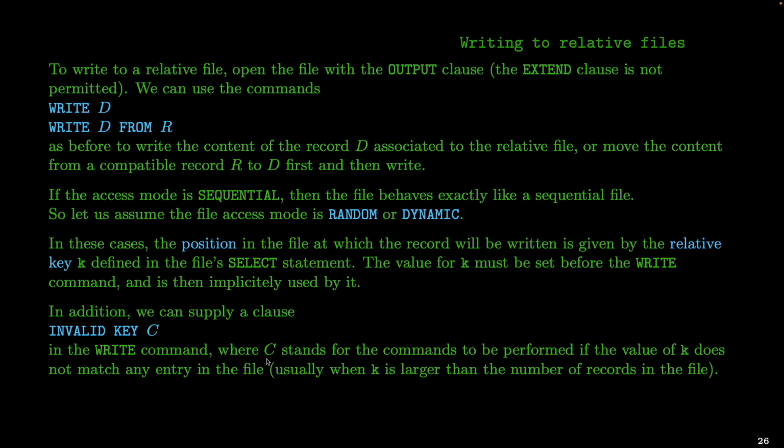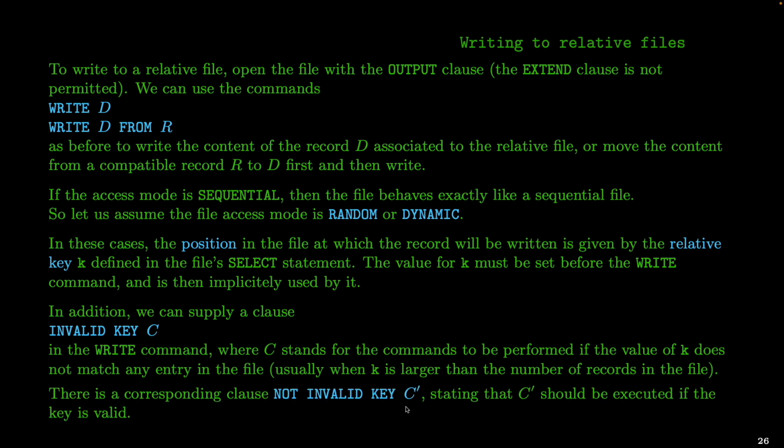And C here stands for the commands that are to be performed if the value in our key variable does not match any entry in the file. So, for example, if the index is larger than the number of records in the file, then we perform this exception here, and the code C is executed. And there's a corresponding clause, not invalid key, C prime. So that obviously means this is the code you execute if your key is legitimate, refers to a proper entry in the file. So this would be the normal case when writing to a file.